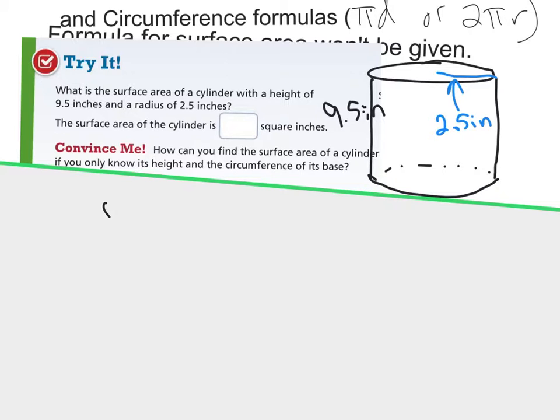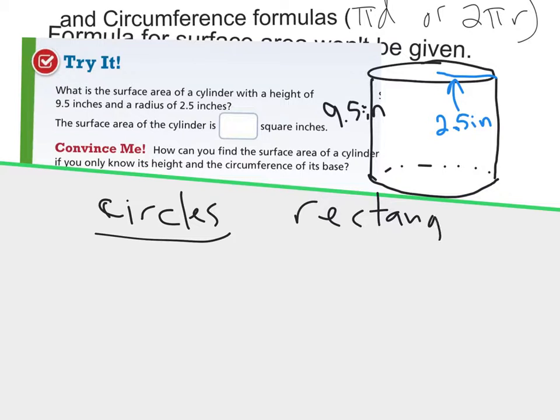Okay, so we're going to have two circles. And then we're going to have the outside part, which unfolds to be a rectangle. So we have circles and we have a rectangle. So for the circles, you've got your formula on the reference sheet. Area of a circle is pi r squared.